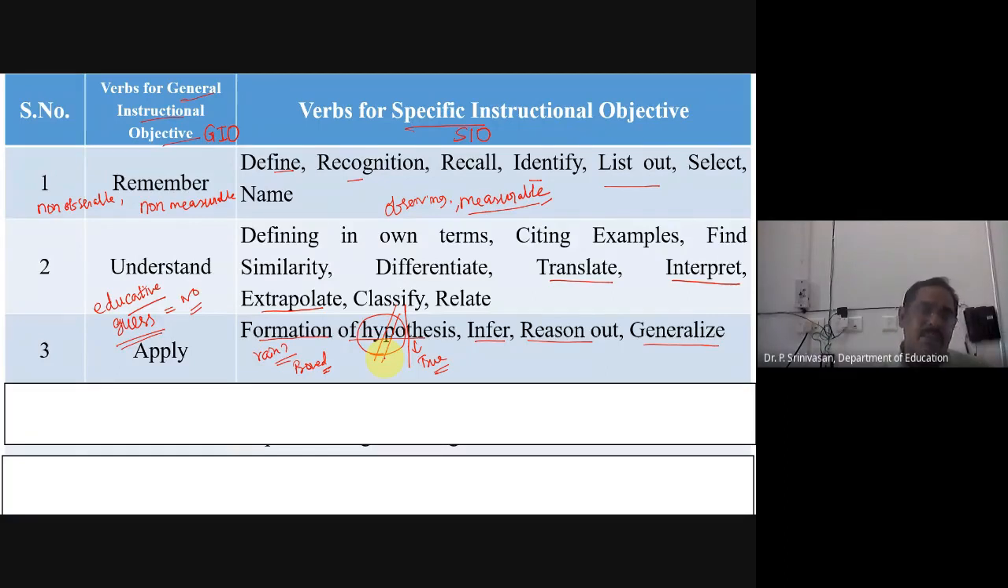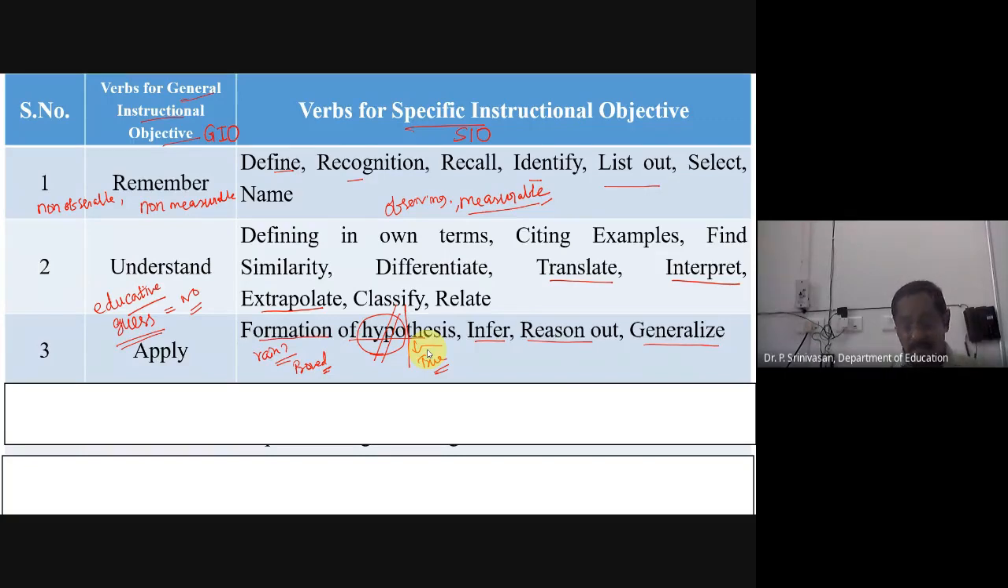Then that will become a thesis or theory. So this is how the scientists go. They will guess something and then conduct the experiment. Based upon the experimental evidence, they will come out whether the guess is correct or wrong, as we have done for the rain. Okay, so that's what infer, reason, or generalize means.